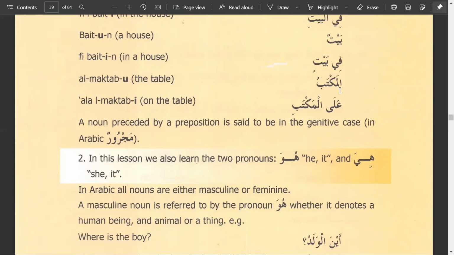Okay. Al-maktabu, is it the table or a table? Al-maktabu. The table. And when Ala comes, then? On the table. On the table, and when Ala comes, then it becomes?